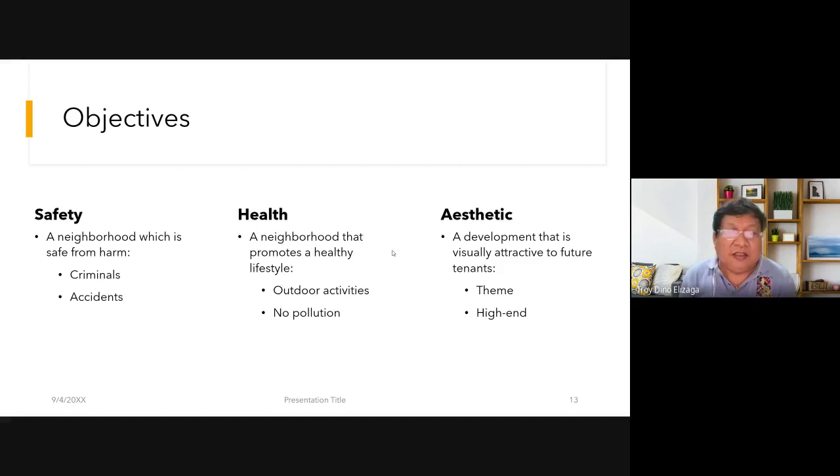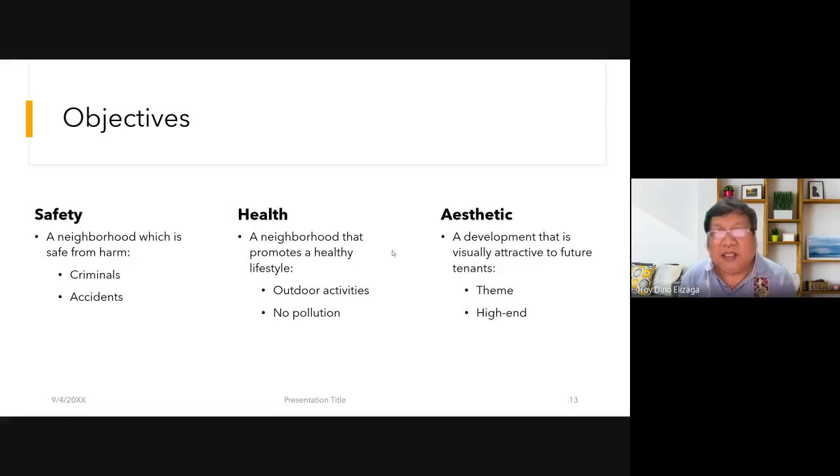And then health. So another objective is to create a neighborhood that promotes a healthy lifestyle. And we actually mentioned in the brief about outdoor activities. So what are these outdoor activities? There have to be spaces where people want to go out to do something outside the house. So that's a hint: what possible spaces can we put? And then no pollution. Some of you mentioned this, like waste, like noise. And then allowing in more air and sun. So this is part of health.